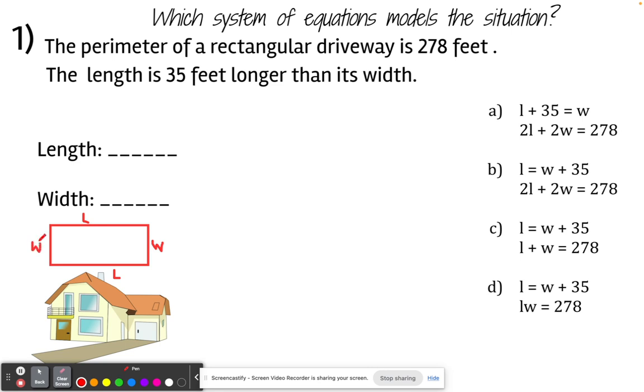So those are the variables I'm going to use. I'm going to use L for length. I usually do an uppercase L when I use an L for a variable, only because L's and 1's can look a lot alike. So L and W for my variables. So my distance around would be my length plus my length, which would be 2L, plus my width plus my width, so 2W. And it tells me that my perimeter is 278 feet.